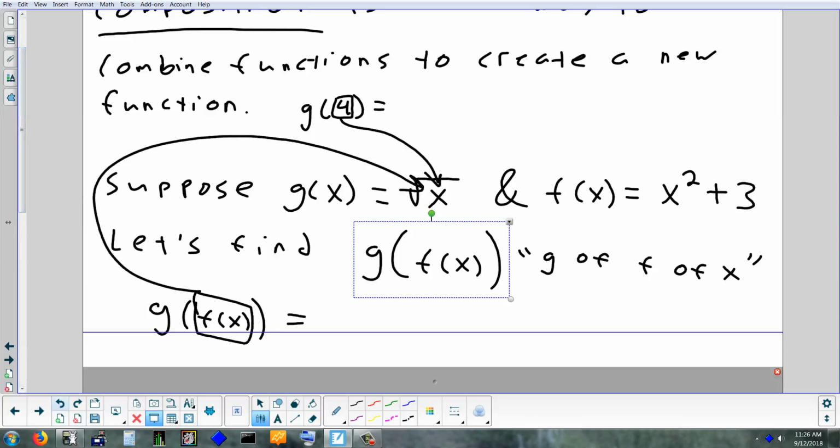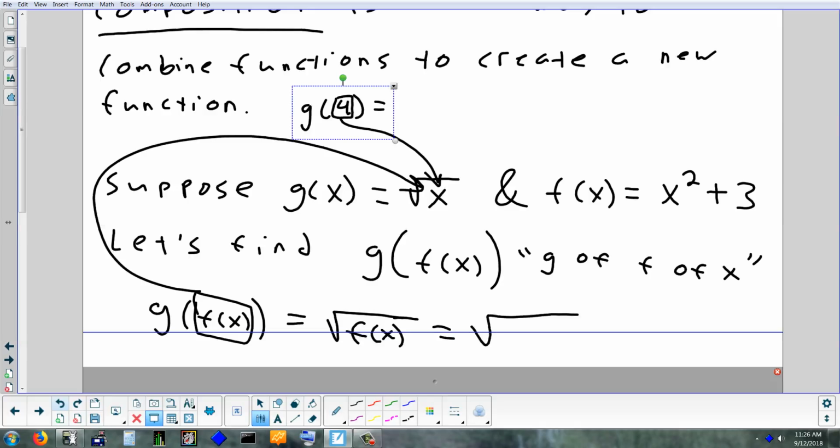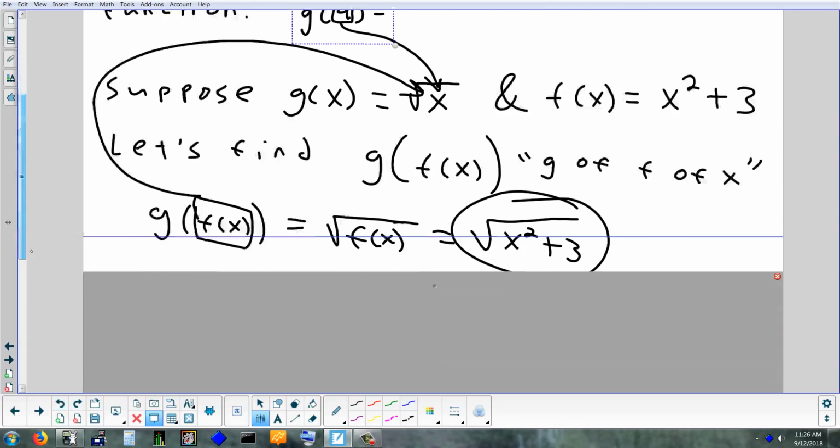So g of f of x is the square root of, and now fill in what they're telling you for the variable. It's not a 4 or a 5. It's an f of x. And now we know what f of x is, so we can actually write it. It's the square root of x squared plus 3. And what we just did there is we composed two functions. That's how you do it. Any questions on that? We're going to do quite a few more.